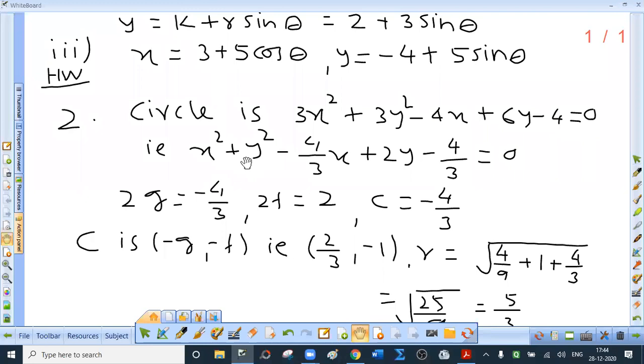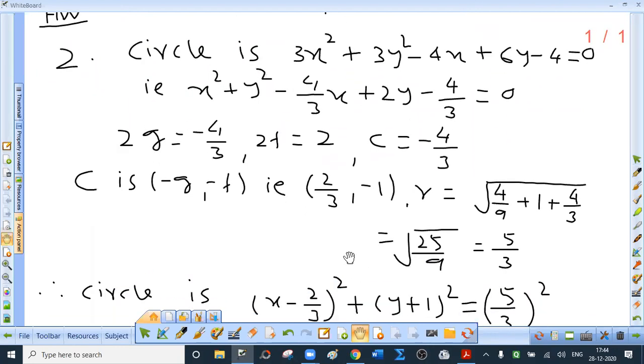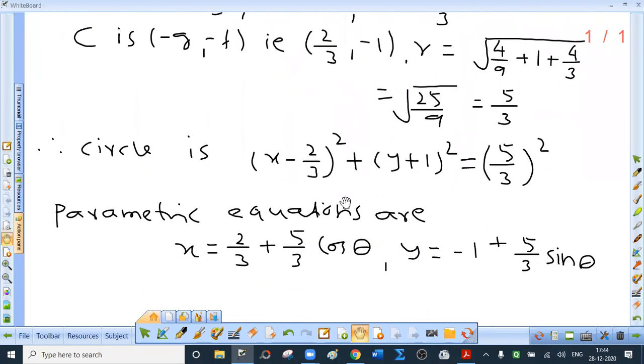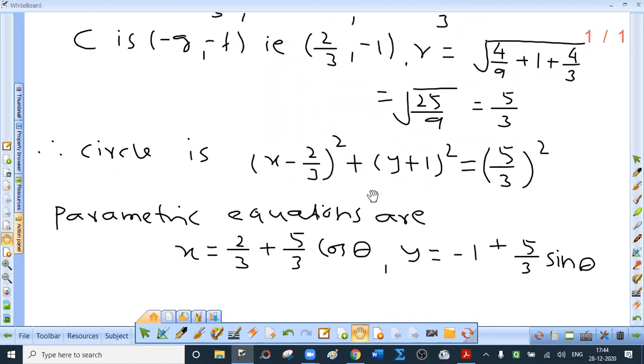See, this is equation of circle in general form. So compare with x square plus y square plus 2gx plus 2fy plus c equal to 0 to get values of g, f and c. So what is center? Minus g, minus f: 2 by 3, minus 1, and radius 5 by 3. So you can say this is h, this is k and this is r. So what is the answer? Parametric equations are x equal to h plus r cos theta and y equal to k plus r sin theta.